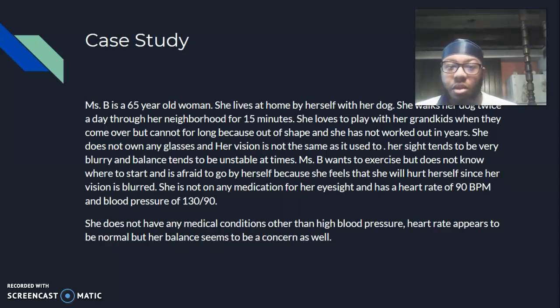Her sight tends to be very blurry, and her balance tends to be unstable at times. Miss B wants to exercise but does not know where to start and is afraid to go by herself because she feels that she will hurt herself since her vision is blurred. She is not on any medication for her eyesight and has a heart rate of 90 beats per minute and blood pressure of 130 over 90. She does not have any medical conditions other than high blood pressure. Her heart rate appears to be normal, but her balance is a concern.